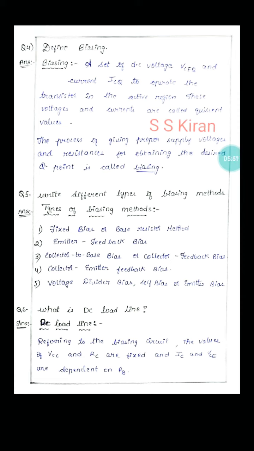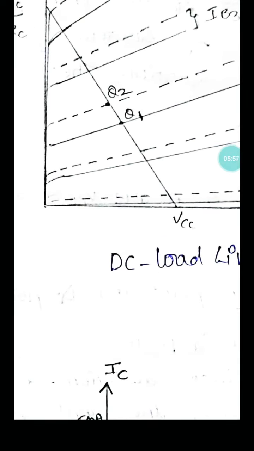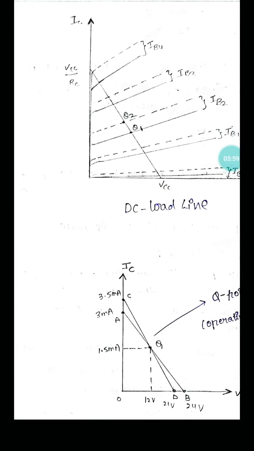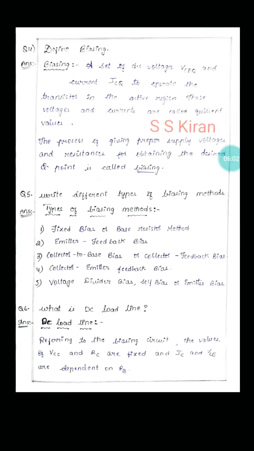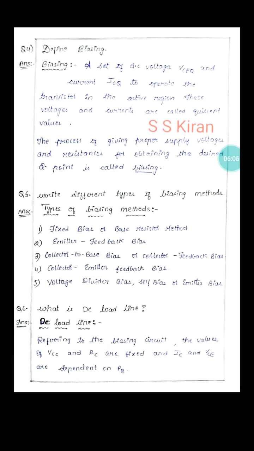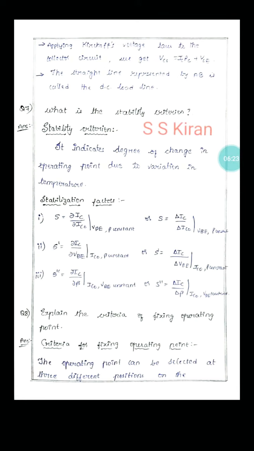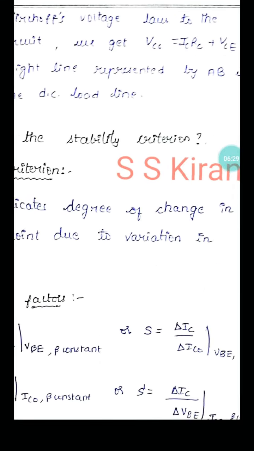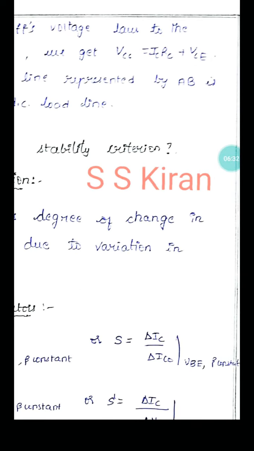Very interesting question. What is the load line? Just now I have discussed the load line. This is called the load line. I will give some definition so you can understand. Referring to the biasing circuit, the values of VCC and RC are fixed and IC and VCE are dependent on RB. RB means the input side base resistor. Then apply Kirchhoff's law. We get at the output side VCC is equal to IC RC plus VCE.